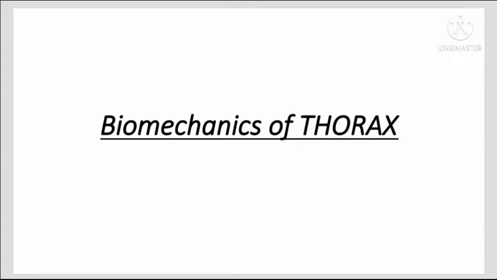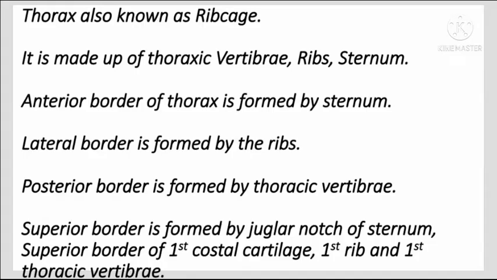Hello everyone. In this video we will be studying the biomechanics of the thorax. The thorax is also known as the ribcage. It is made up of thoracic vertebrae, ribs and sternum. The anterior border of the thorax is formed by the sternum. The lateral border is formed by the ribs. The posterior border is formed by the thoracic vertebrae.